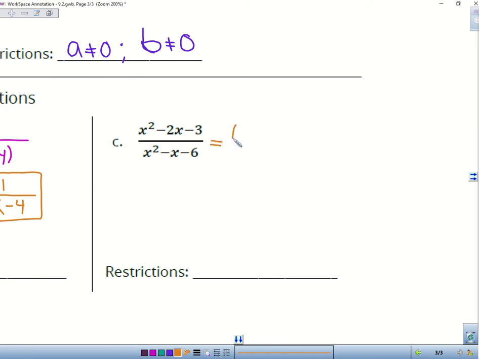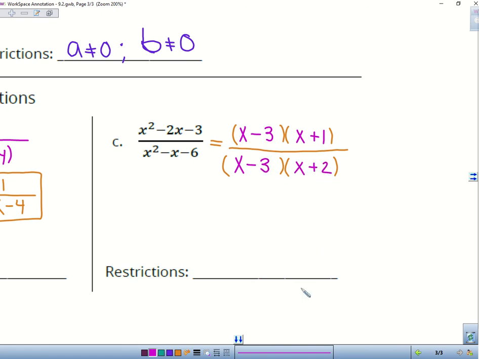Now we're going to factor this. Factors of 3 that add up to -2. X plus 1, x minus 3. Good. X minus 3 and x plus 1. And then factors of -6 that add up to -1. X plus 2, x minus 3. Yep, good. I was just double checking.